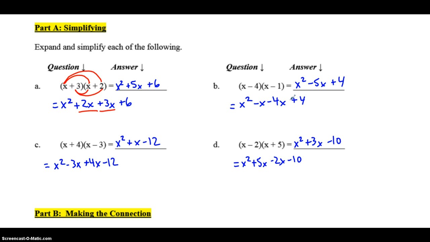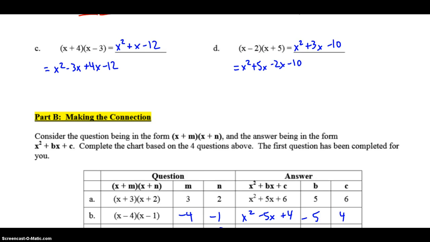And you can see that with all of these questions. The negative 4 times x, we had that negative 4. The negative 1 times x, we got the negative 1x. Collect your like terms, we add, there he is. To get that last term, it was always that multiplying of the last when we're foiling.